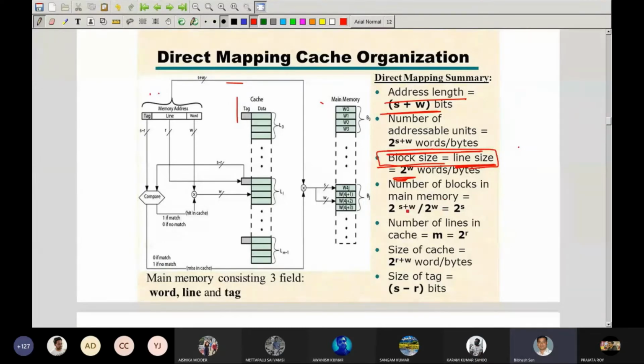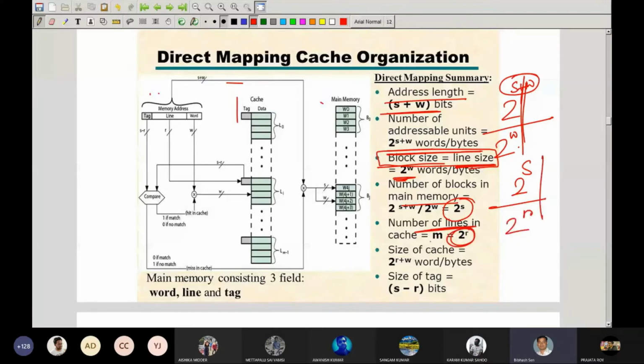The number of blocks in main memory will be the total main memory size divided by the word size per block. That is the number of blocks. Now, if you divide the number of blocks by the cache lines, only then you will get it. Suppose the number of lines in the cache is m, and that is 2 to the power r. So that is the issue.